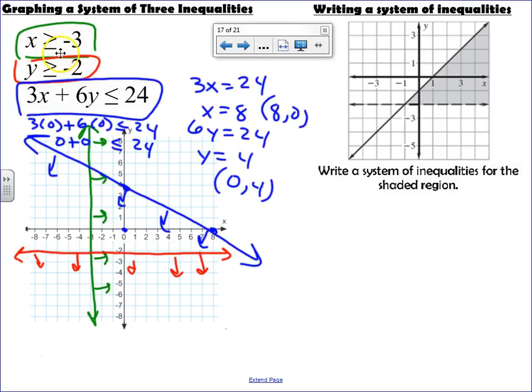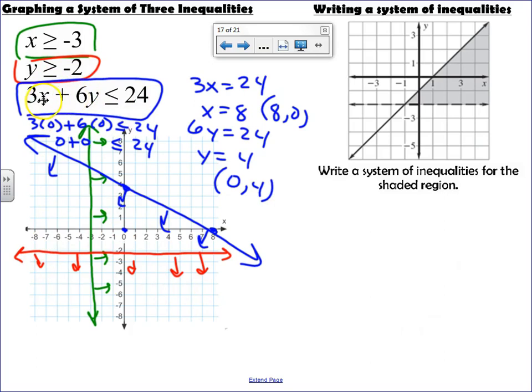So notice in green I did x greater or equal to -3. That's a vertical line through the x-axis at -3. Numbers that are greater, I can check 0. Is 0 greater than or equal to -3? Yes. I'm going to go to the right of the line. Y less or equal to -2 goes through the y-axis at -2. I can choose 0 as a test point. Is 0 greater than -2? No. So we're going opposite there.